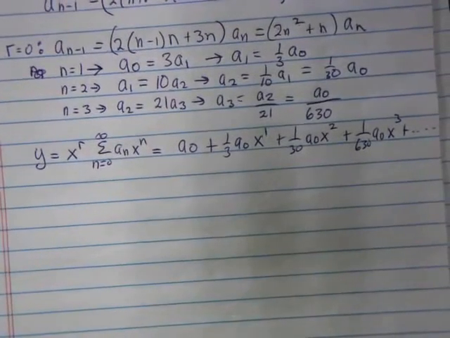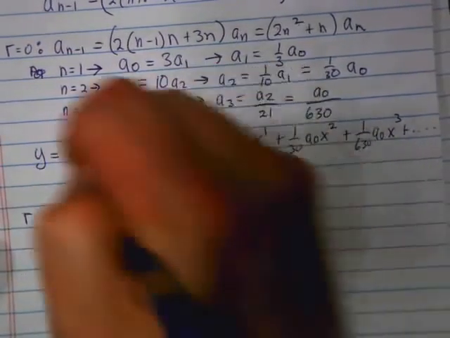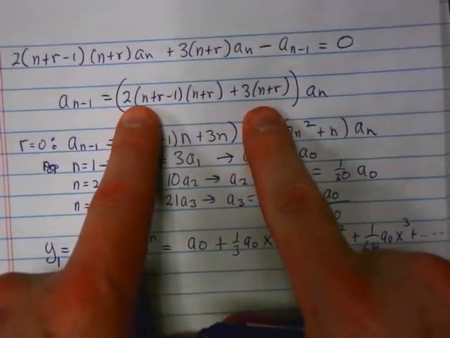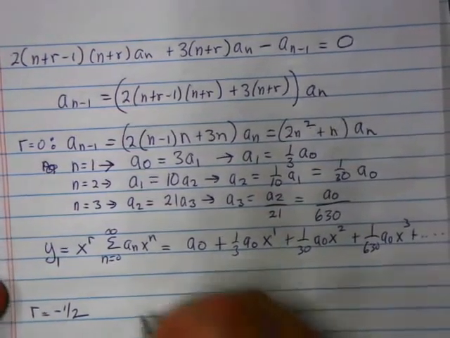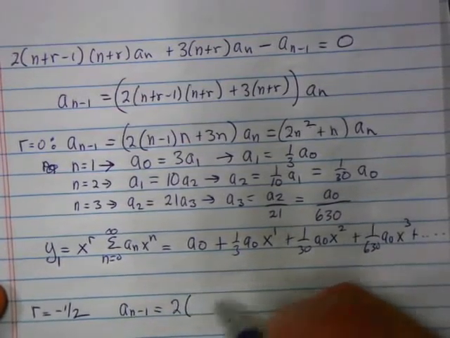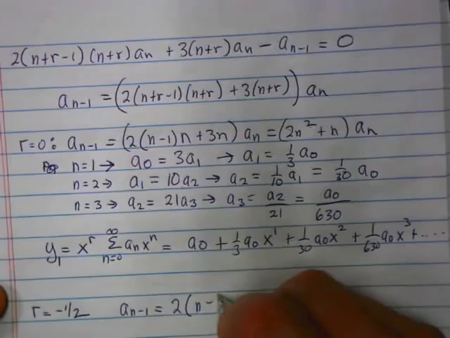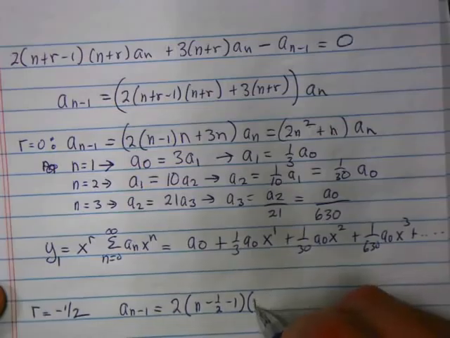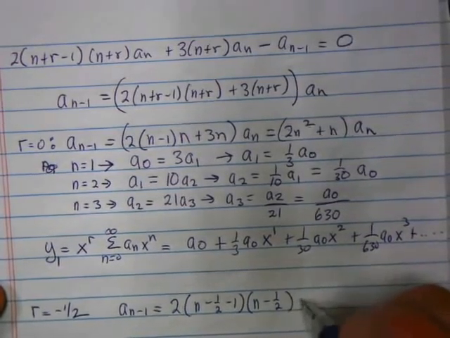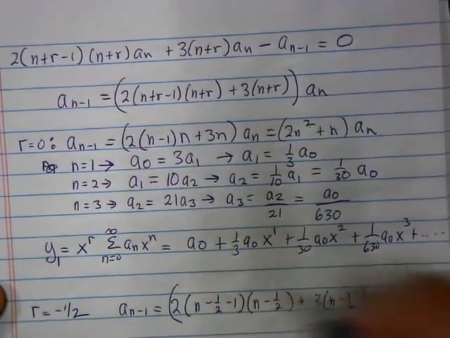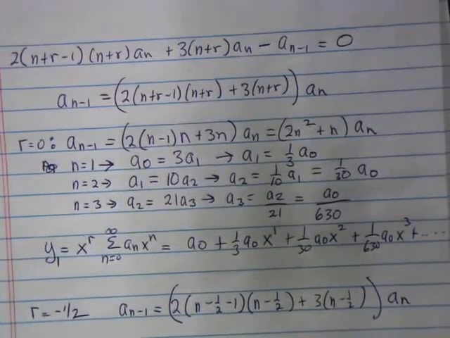All right, almost done. I got to find my other solution. So that one's y sub 1. So now I got to come back up here to my recursion relationship, and I got to plug in -1/2 for my r number. So I'm going to have a sub n minus 1 equals 2 times n minus 1/2 minus 1 times n minus 1/2 plus 3 times n minus a half, a sub n.